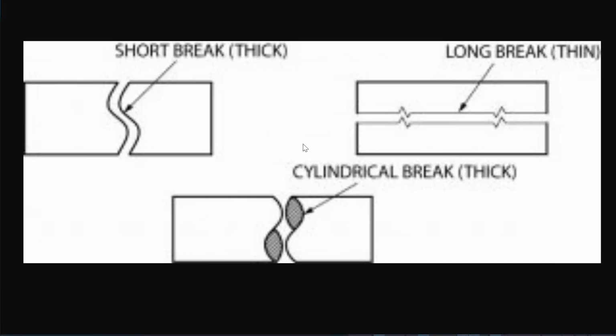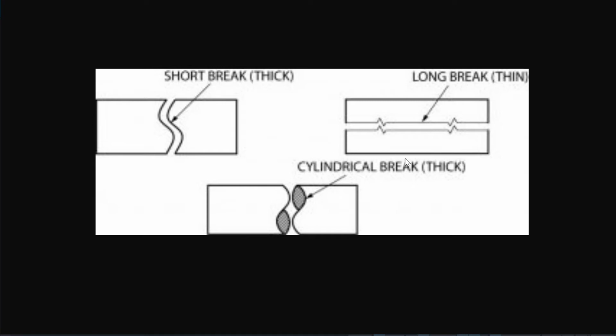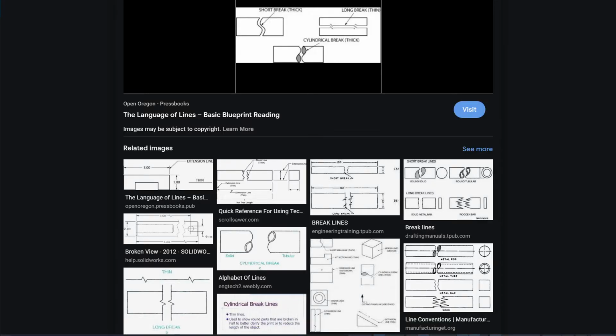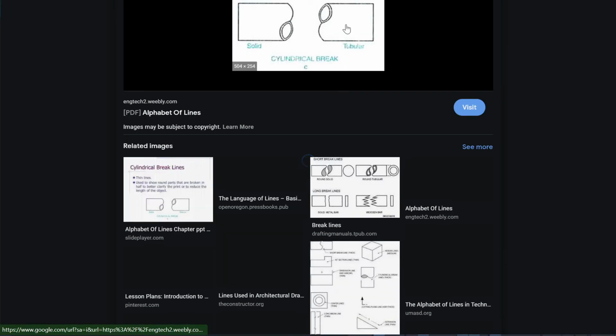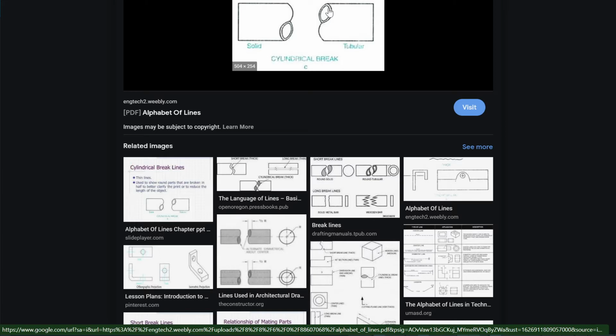So if it's a solid object that you don't want to bother showing the whole thing, what you can do is, so they say a short break should be thick and dark like this. A long break should be thin with these lines. A cylindrical break should be shown like this. And this should be hatched to show the object as being solid. Or if it's a pipe, you'll have a gap in between. Something like that. This section here should still be sectioned though.